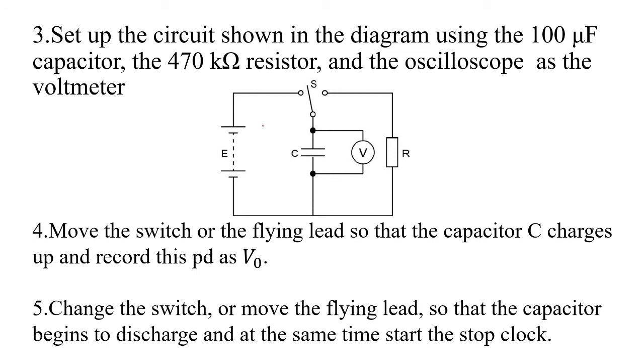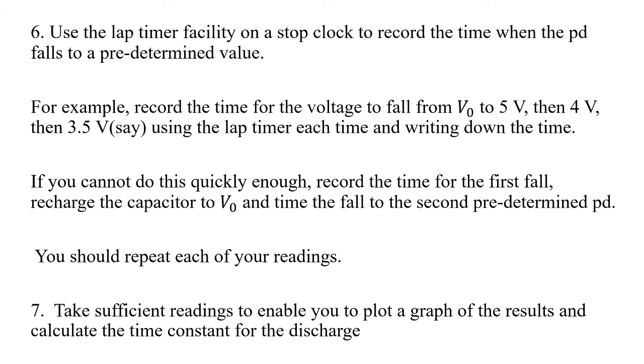Then we can set up the circuit like this, with the oscilloscope as the voltmeter, as I showed. So you can measure the voltage and the time, and we can have voltage and time readings in the discharging process. When we fix the switch there, at that instant we have to start the stopwatch. We can use the lap timer facility to record the time when it falls to 5, 4, and 3.5 volts, right?